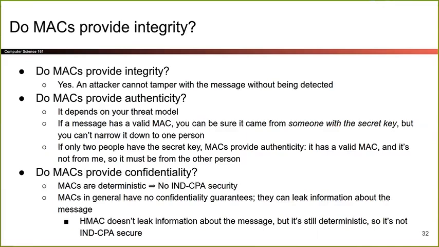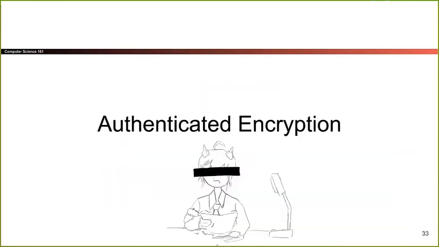Yeah, so again, HMACs, they don't really leak information. So given the HMAC, you can't reverse it and go back to the message, but it's still a deterministic function. So no NCPA security, which is the property we want. Okay, that's it for MACs. Any questions?